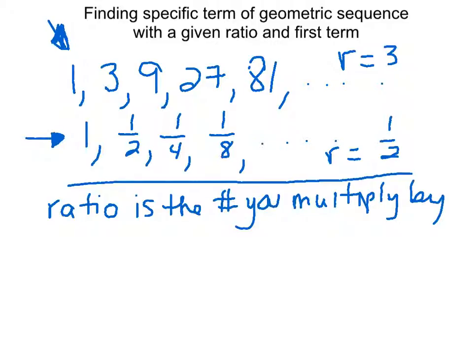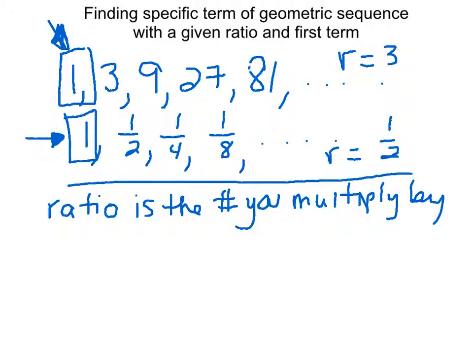Geometric sequence, we've defined that. It's just a list of numbers where you take the last number and multiply it by a specific ratio. First term, well, that's kind of common sense. In this example here, 1 is your first term, and in our second example, 1 is also a first term. It doesn't always have to be 1, it just happened that that's the one I chose.